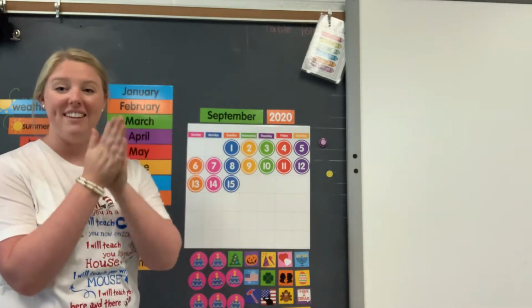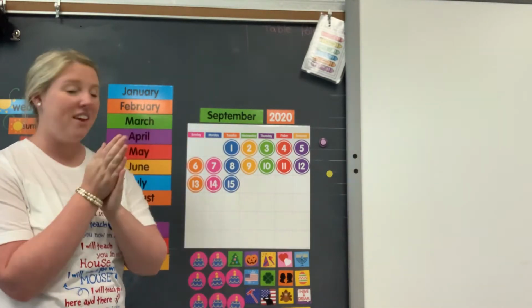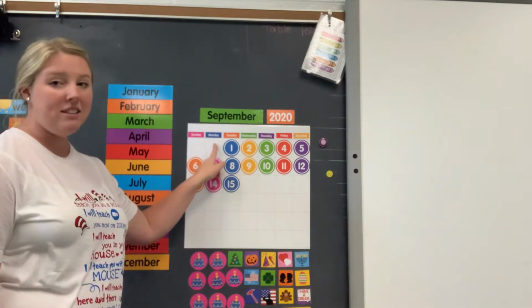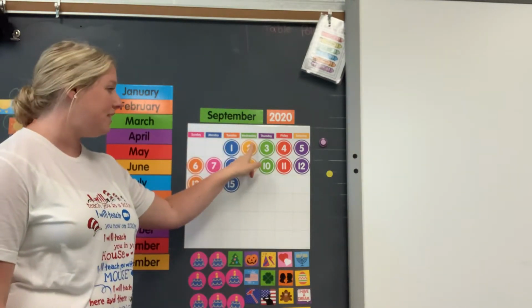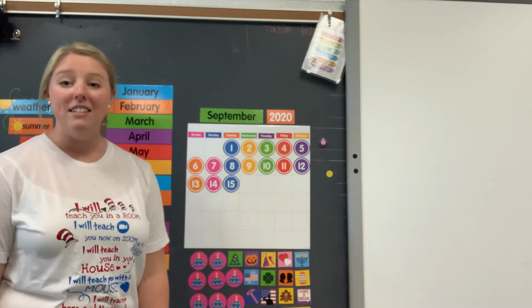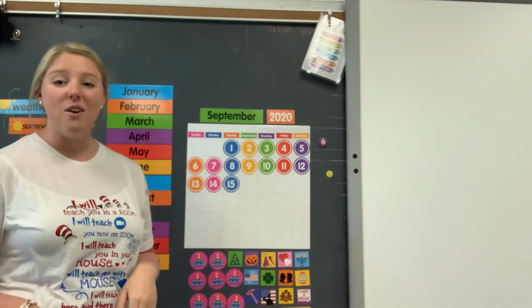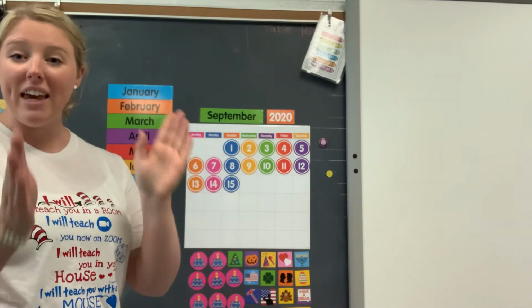Days of the week. Days of the week. Days of the week. Days of the week. There's Sunday and there's Monday. There's Tuesday and there's Wednesday. There's Thursday and there's Friday. And then there's Saturday. Days of the week. Days of the week. Days of the week. Days of the week. Days of the week.